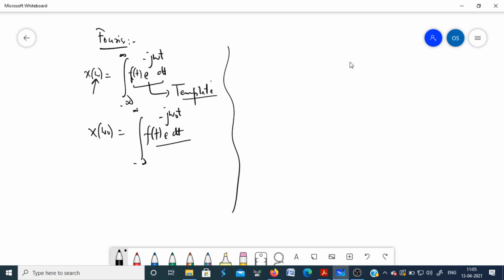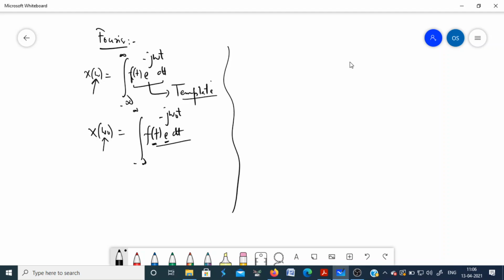So what this Fourier transform gives you at omega naught is basically the degree of similarity between this function f of t and a template. Because when you multiply them together and integrate them, you are getting a degree of correlation, or a degree of similarity, between the function and the template.